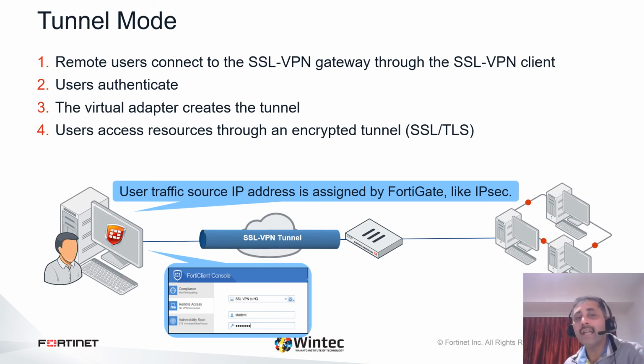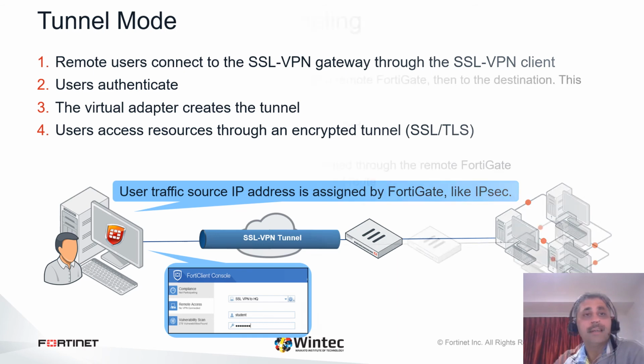Now FortiClient encrypts all traffic from the remote computer and sends it over the SSL VPN tunnel. FortiGate receives the encrypted traffic, de-encapsulates the IP packets and forwards them to the private network as if the traffic originated from inside the network. So it's slightly different from the way it works with the web mode, but it's a more comprehensive and a better way of working, in my opinion.